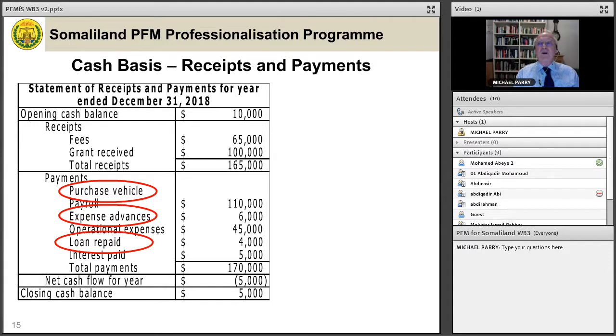The loan repaid. Although the loan repayment is a financing flow, it goes into your cash flow statements of receipts and payments because it is a cash flow, together with the interest that you pay, giving you total payments of $170,000. Your cash flow for the year is negative at $5,000, giving you a closing cash balance of just $5,000, the opening balance minus the cash outflow for the year. Quite simple.